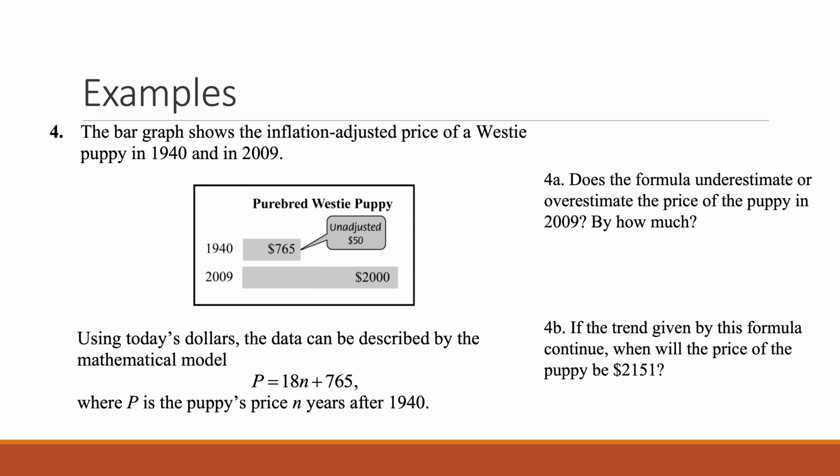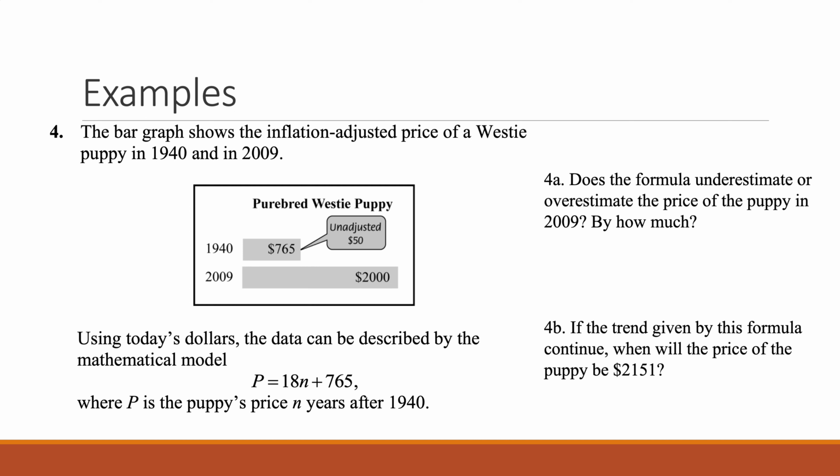That's what's in the box. And it says in 1940, a Westie would cost $765, and in 2009, it would cost $2,000. Using today's dollars, the data can be described by the math model, the equation, P equals 18N plus 765, where P is the puppy's price and N is, very important here, the years after 1940. So whenever we get a formula like this, we just want to take a step back and make sure we understand what each of these variables are.